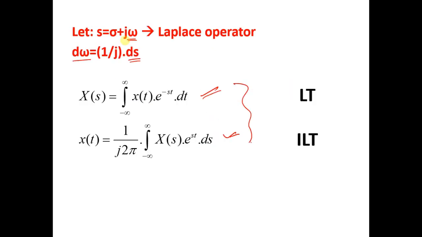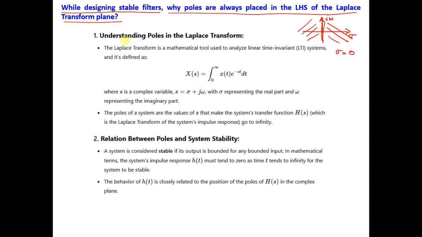So in the Laplace transform, where does the Fourier transform exist? On the j omega axis, right? On the j omega axis, the Fourier transform exists. When we talk about the Fourier transform, we only talk about frequencies. All the frequency components are present on the j omega axis.